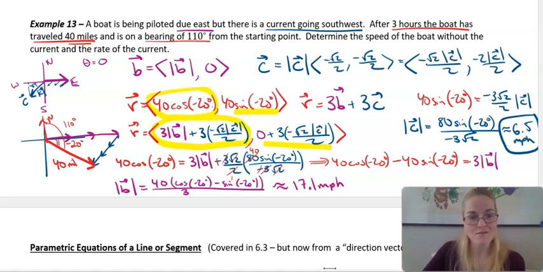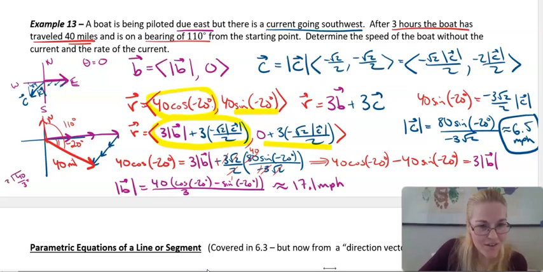essentially travels, well, 40/3 miles per hour in this direction, resultantly, which 40 divided by 3 is 13 and a third, right? The engines, instead of moving 13 and a third miles per hour, the engines are moving faster because this current is pushing it back. So that's the speed of the boat if there was no current with the engines. Cool?